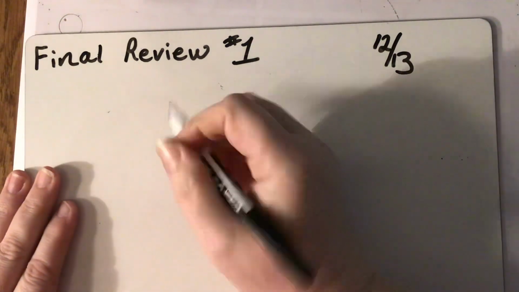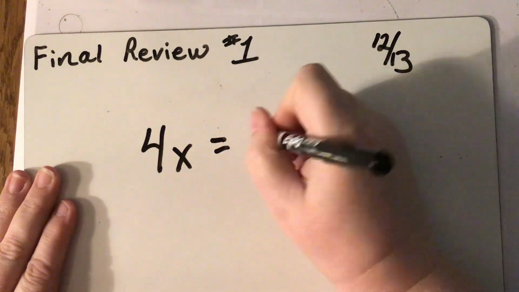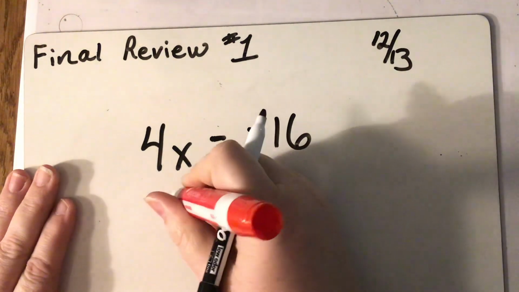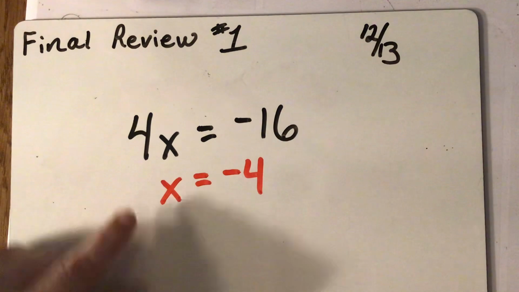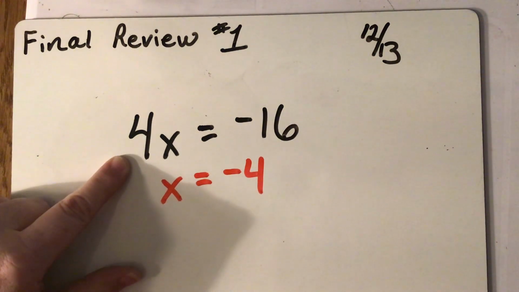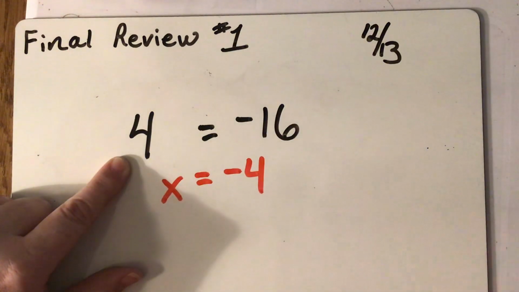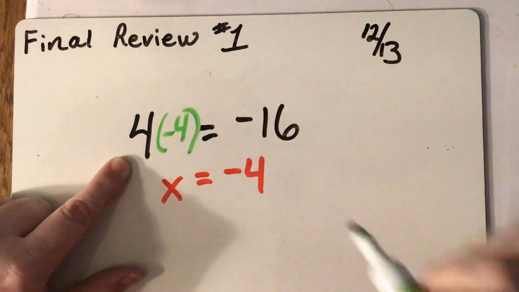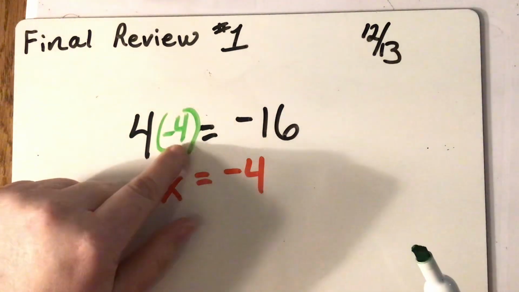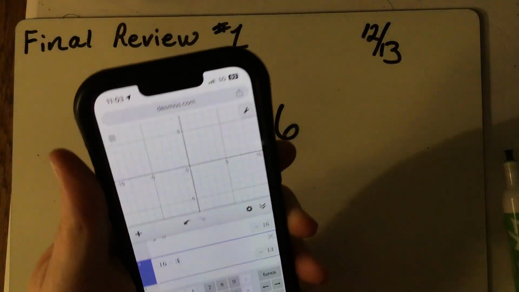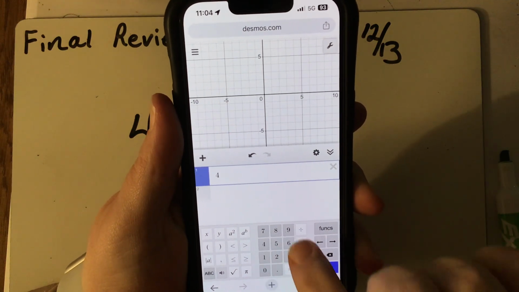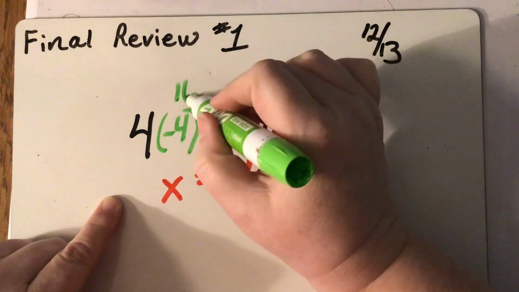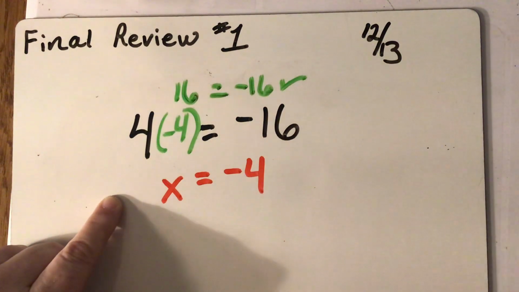Okay, so we had 4x equals negative 16. We figured out that x equals negative 4. So how are we going to check this? We're just going to substitute in the value right here. So I'm going to take that x and put that negative 4 in right here. Okay, ready? 4 times negative 4 is negative 16. Hey, there you go. 16 equals 16. Those check out, so we're good there.